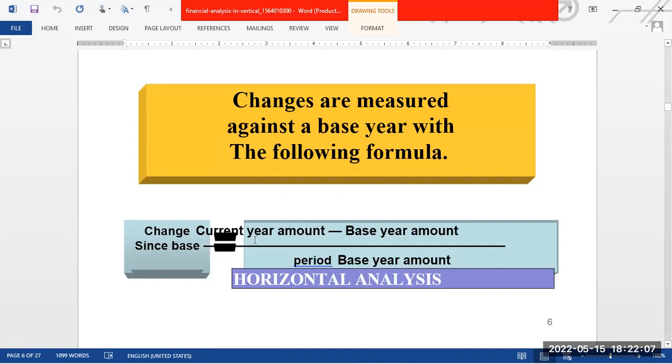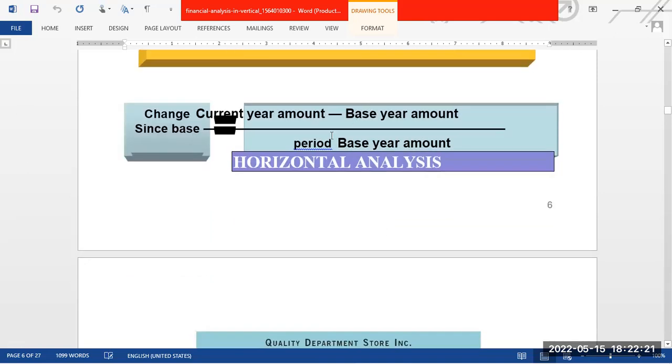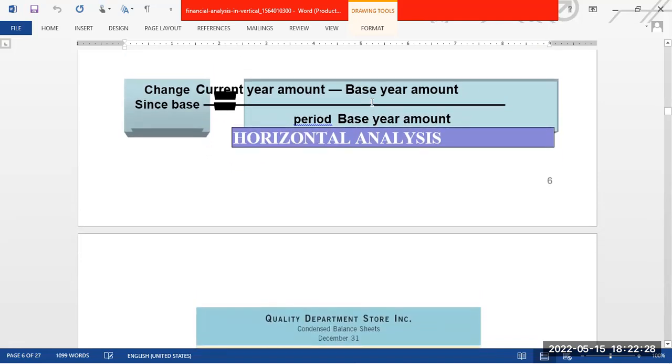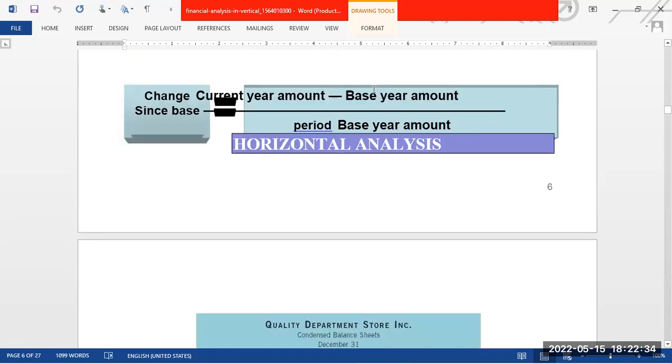What is this base year? The base year is just like the year you are doing your financial planning or your financial reporting. So for horizontal analysis, you deduct the base year from your current year, then divide all over the base year, and you get your horizontal analysis.